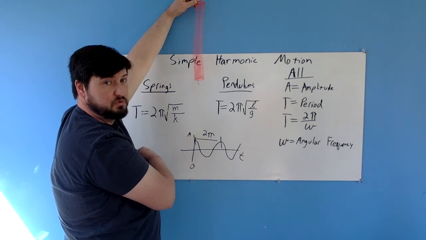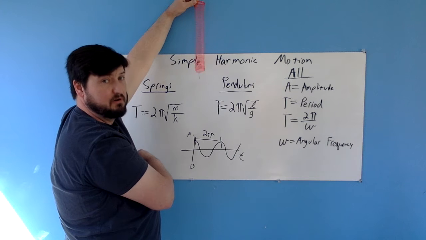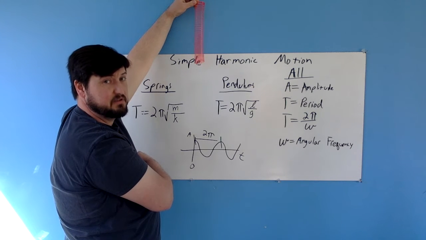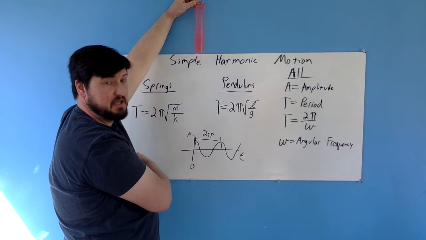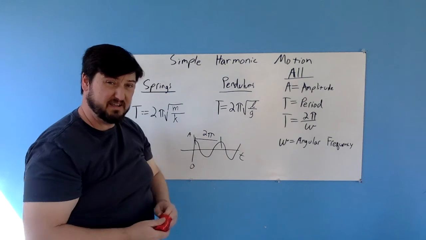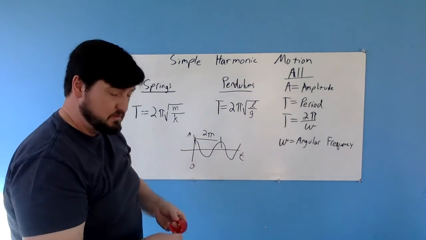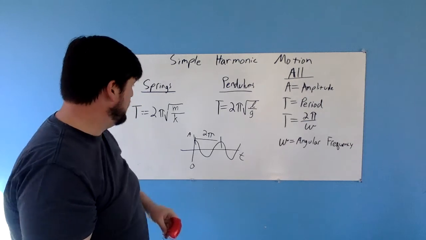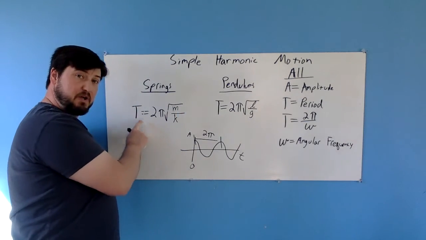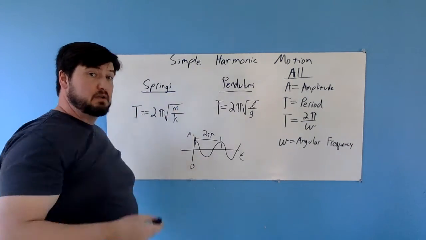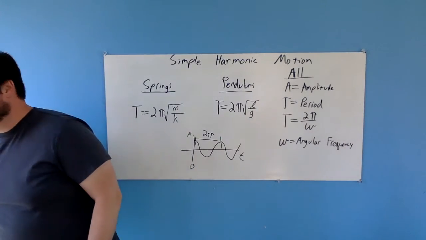1, 2, 3, 4, 5, 6, 7, 8, 9, 10, 11. See how regular that is? But also, you can see how fast it went, right? So if I want to increase the time, I should increase my mass. So let's do that now. Let me find my other prop here. Here we go.